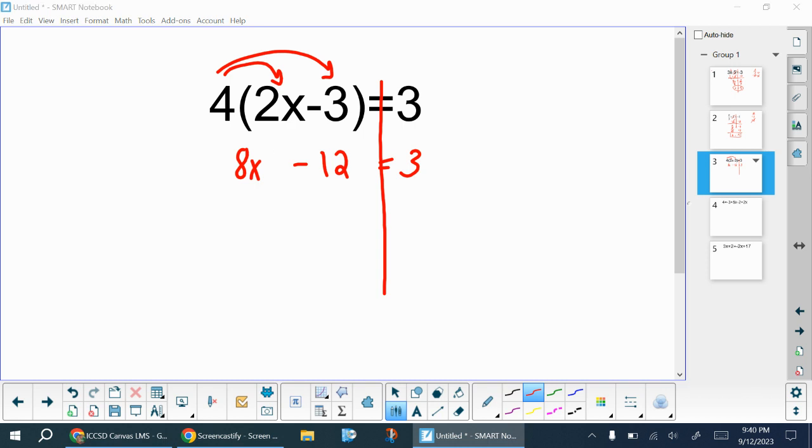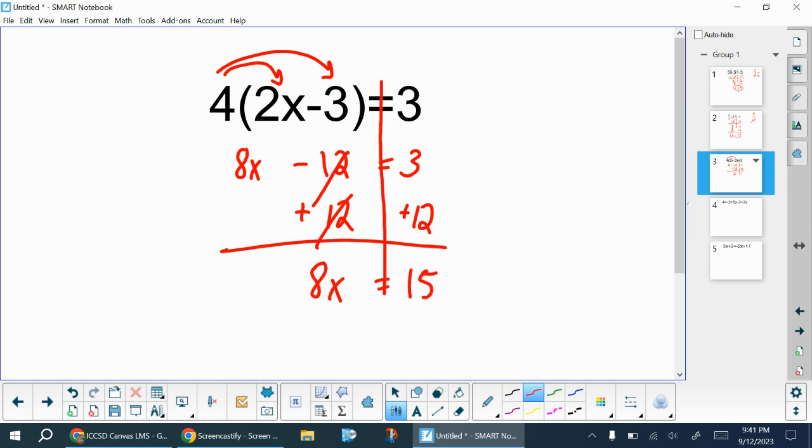Now we can go back through and say, okay, that keeps happening. What's the opposite of -12? Well, it's adding 12. So that cancels out. 8x equals 15. What's the opposite of x times 8? Well, it's dividing by 8. And again, this one comes out as a fraction, which is perfectly fine. x equals 15/8. That is simplified.